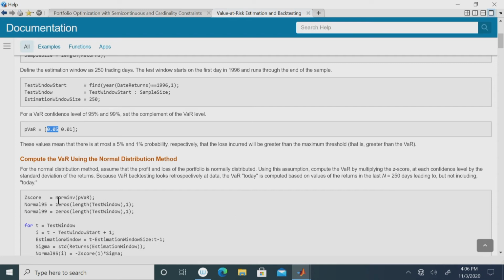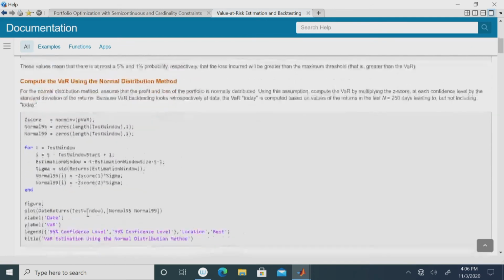So, the z score will be given by norm inverse of p var, that means p var which is 0.05 and 0.01. Then this z score will just be given by the inverse of the cumulative distribution of the normal random variate for 0.05 and 0.01. The only thing that is left in order to ascertain our VaR is the determination of the standard deviation. Accordingly, we look at the estimation window. Remember that this estimation window is going to be over 250 days.